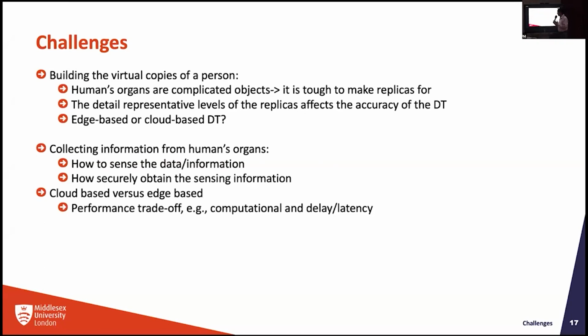Another challenge is that collecting information from a human organ is not easy. If you want to have a very close copy of the brain, it is tough. You have to think of how you send the information, and how secure that can be. When you have something that communicates with devices, you have to think of security. And yes, cloud-based versus edge-based is the most important thing to think about when we start designing the system.